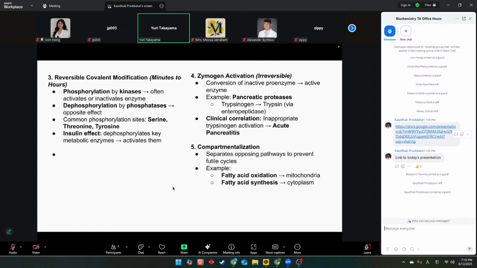Next, compartmentalization. It prevents conflicting pathways from interfering with each other. For example, fatty acid oxidation happens in mitochondria. Meanwhile, fatty acid synthesis happens in the cytoplasm. So this spatial separation is really important for efficient metabolic reactions.